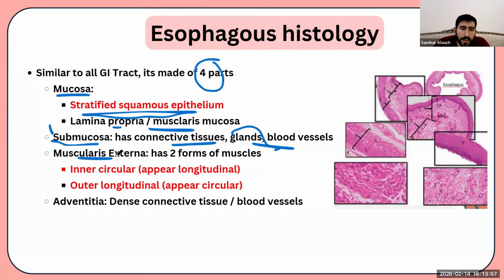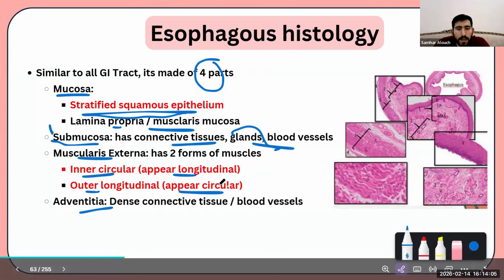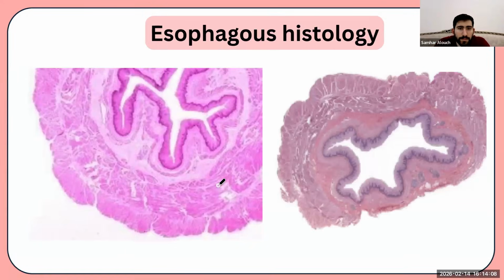Then we have muscularis externa, which has 2 muscles. Inner circular, which appears longitudinal, and outer longitudinal, which appears circular. I already explained this. I won't go through it again. And then adventitia, which is dense connective tissue. Okay? Please memorize this picture by heart.